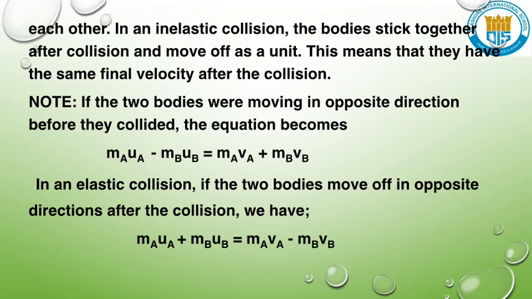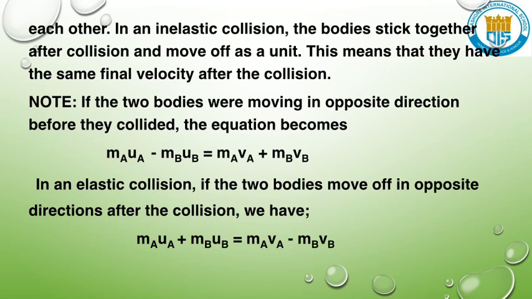Now, also we should note that if the two bodies that collide were moving in opposite directions before they collided, that means one was going towards the left, the other was going towards the right, we can envisage this as a head-on collision. Two cars moving in opposite directions that have a head-on collision.